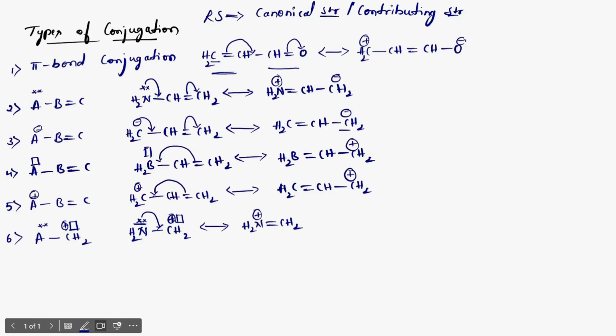Next type of conjugation is pi bond free radical conjugation.